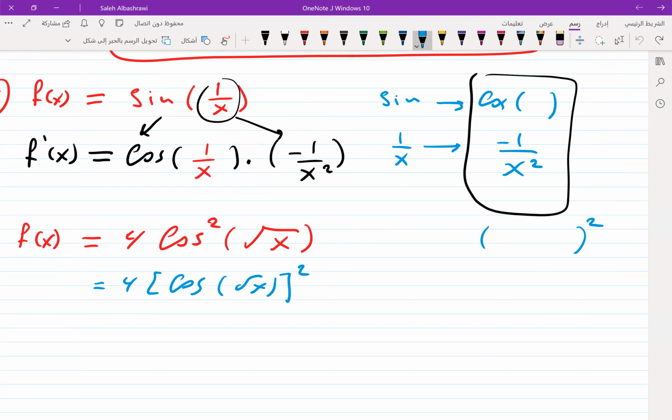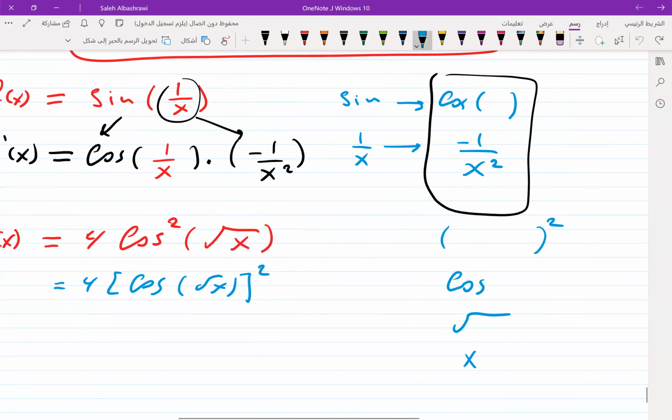Cosine squared is like a bracket all to the power 2. So the first function is the bracket to the power 2. The second function is cosine. The third one is square root. So I have 3 functions. I have x at the end. With that, x will give me 1 when we differentiate, so no need to write it. I have 3 functions, with the x variable at the end.